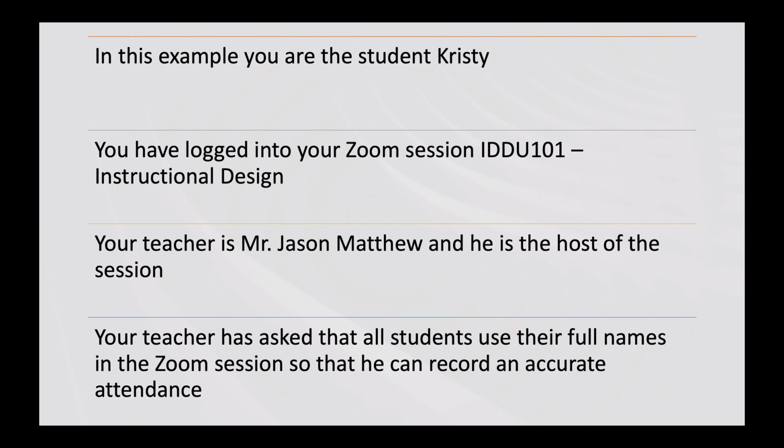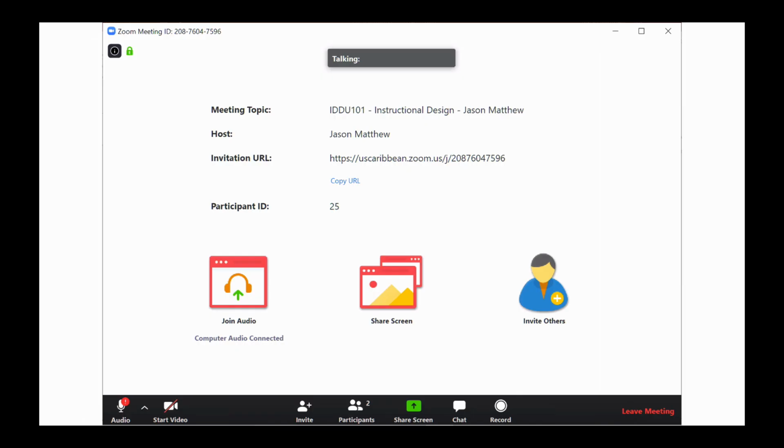Your teacher has asked that all students use their full names in the Zoom session so that he can record an accurate attendance. So when you go into the Zoom meeting, you're going to see the meeting topic, and it should be in this kind of breakdown where you have the course code, the name of the course, and then the name of your teacher.